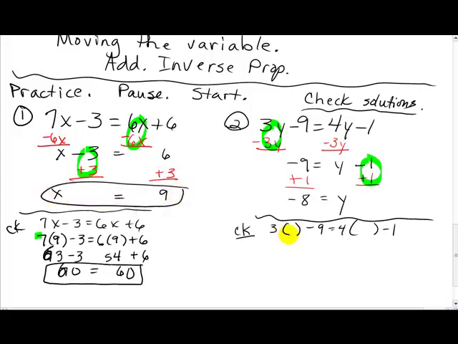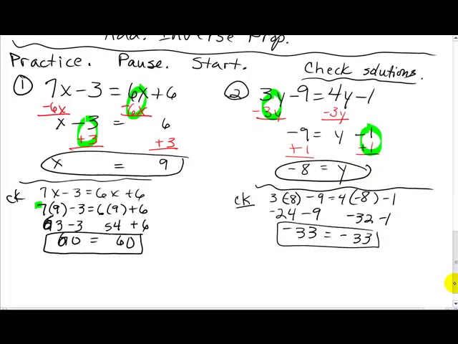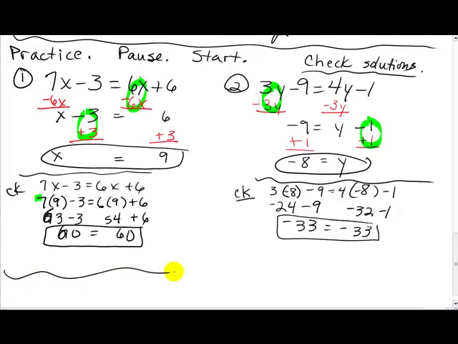Here I've already put the parentheses, just went straight from where we started. We're saying that negative 8 is the answer. So negative 8, negative 8, negative 24, minus 9. That would give us a negative 33. Here we have negative 32 minus 1. And we're going to add and keep the sign. And those are equal. So it means that this answer is right. I really want you to practice with the checking of the answers on this.